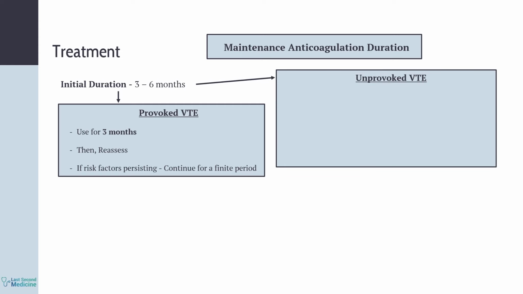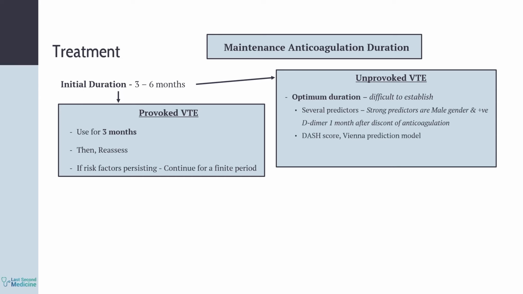For patients with unprovoked VTE, the optimum duration of anticoagulation can be difficult to establish. Several factors predict the risk of recurrence following an episode of unprovoked VTE. The strongest predictors of recurrence are male sex, and a positive D-dimer measured 1 month after stopping anticoagulant therapy. These factors are incorporated into scoring systems to predict recurrences, such as the DASH score and the Vienna prediction model. In patients with recurrent unprovoked VTE, indefinite anticoagulation is beneficial.